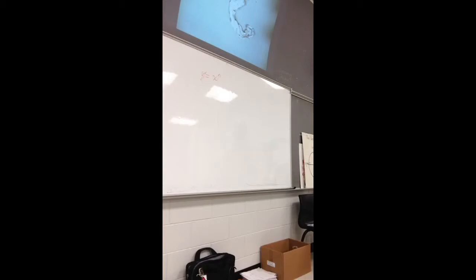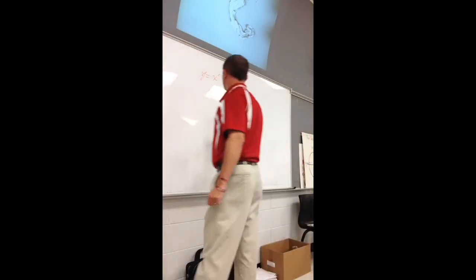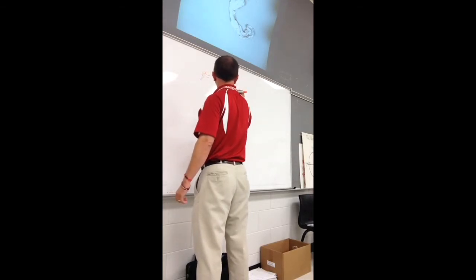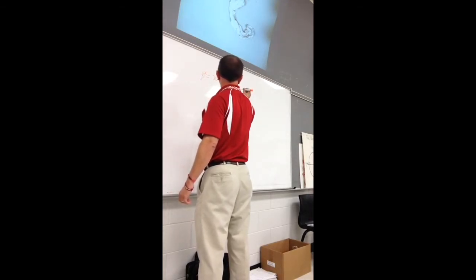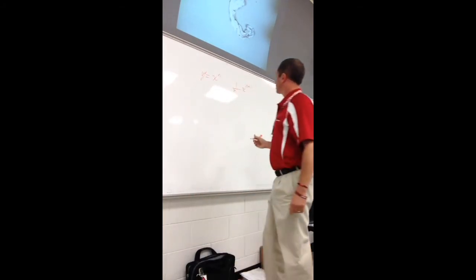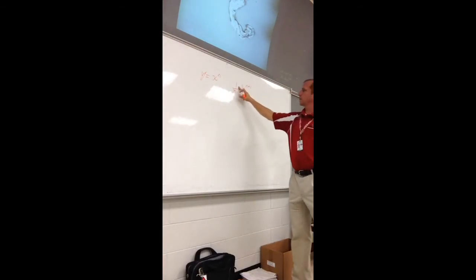Does anyone feel like they have a guess? 1 over n times x to the power n plus 1. All right, 1 over n times x to the power of n plus 1. Let's see. n plus 1 times 1. That'd be n plus 1 over n. n plus 1 on the bottom.